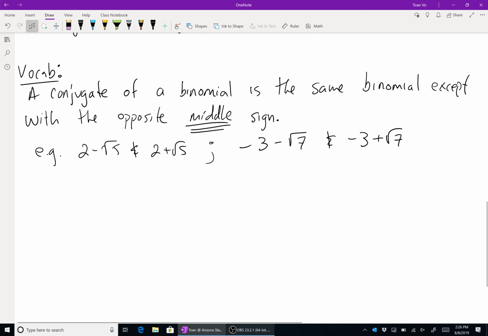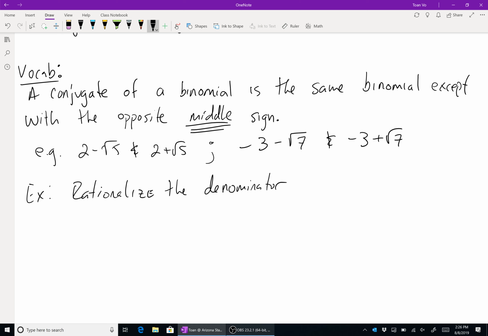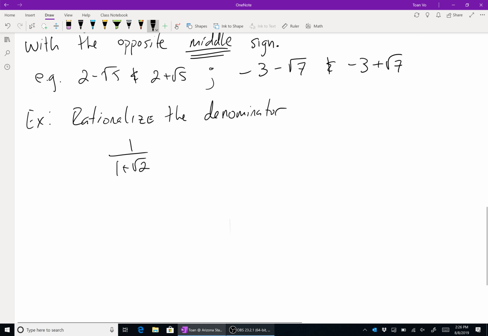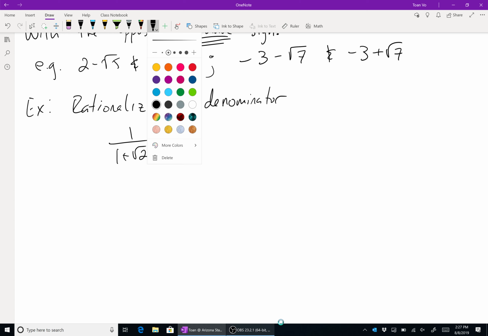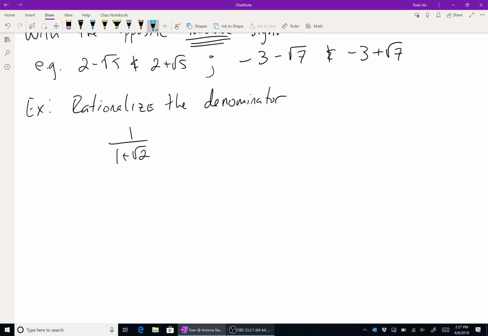Okay. So if you guys can find conjugates, which I think is very easy to do, congratulations, you know how to rationalize, because all it is is multiplying. So let's take a look at an example. Suppose I ask you to rationalize the denominator and we had 1 over 1 plus rad 2. Clearly, the denominator is a binomial that has a radical. So to rationalize it, I'm going to multiply by the conjugate.